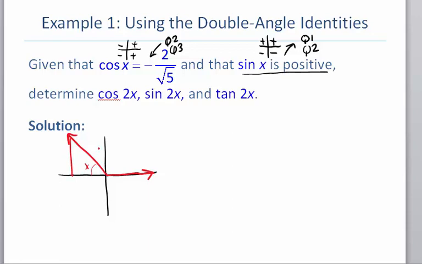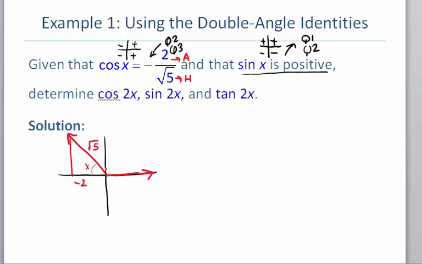Now, what do we know about the sides of that triangle? Well, our SOHCAHTOA definition tells us that cosine is the adjacent side over the hypotenuse. So we know that the adjacent is 2, and the hypotenuse is the square root of 5. Now, furthermore, we know that as we leave the origin and we trace out the edges of this triangle, we're moving back in a negative direction on this 2. So I'm going to go ahead and place that negative on the 2.